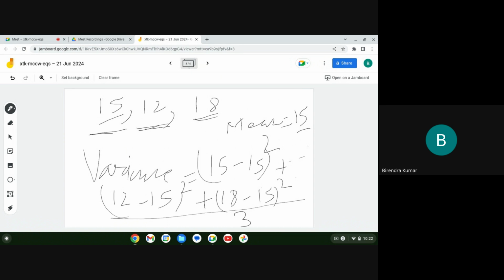Now, so I have 15 minus 15 square plus 12 minus 15 square plus 18 minus 15 square, divided by 3. That is, if I find that out, that'll be my variance. Are you guys with me so far?